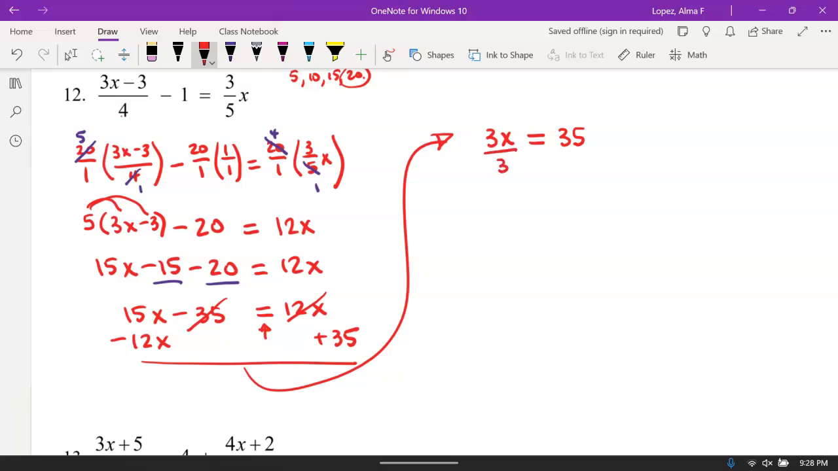To get the x all by itself, I'm going to divide both sides by 3. So I'm going to end up with x is equal to 35 thirds.